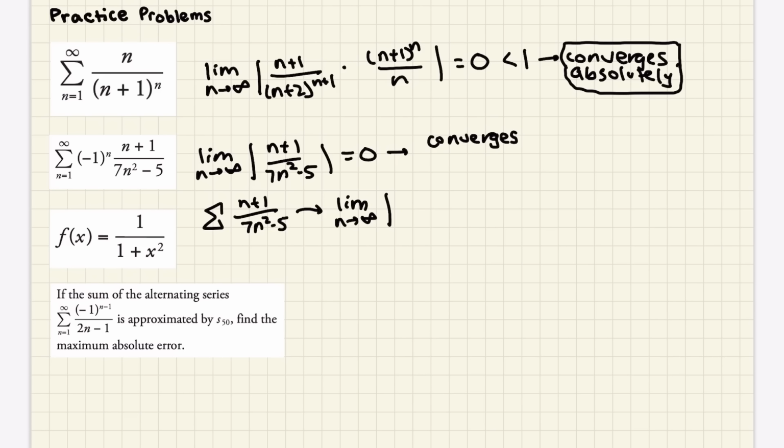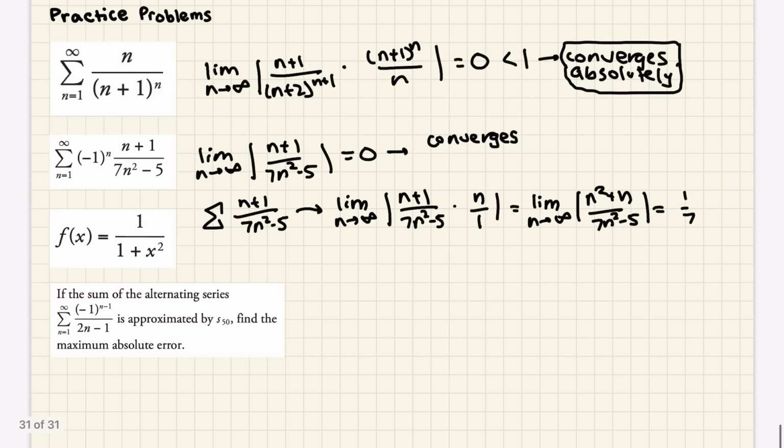And so the limit as n approaches infinity of n plus 1 over 7n squared minus 5, and we're dividing by a fraction, meaning multiplying by the reciprocal, n over 1, which is equal to the limit as n approaches infinity of n squared plus n over 7n squared minus 5. You know that's going to be equal to 1/7, because the ratio of the first terms, n squared and 7n squared, is a finite number that is not equal to 0. And so it does have the same convergence as 1 over n. And so this one diverges, meaning this converges conditionally only.